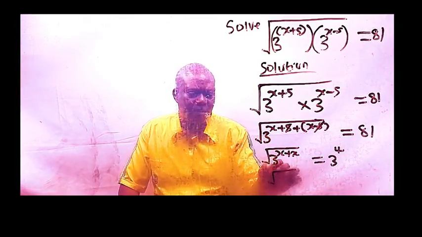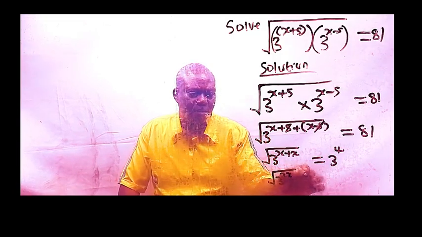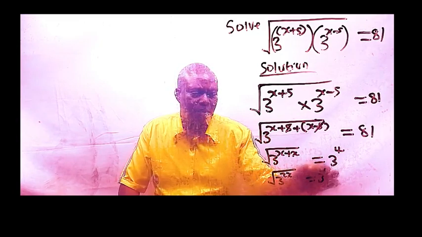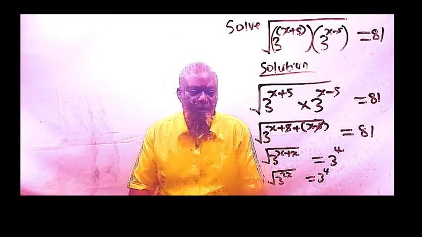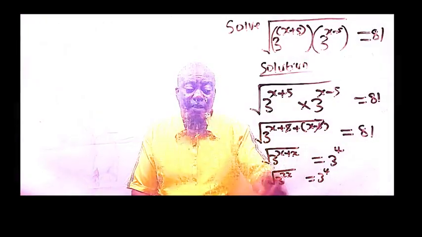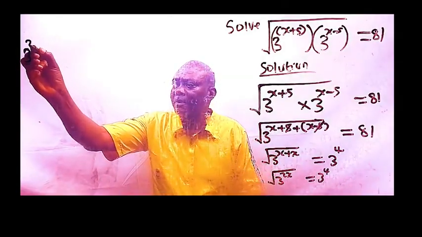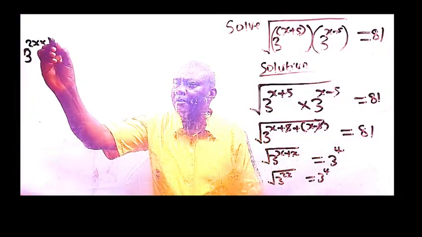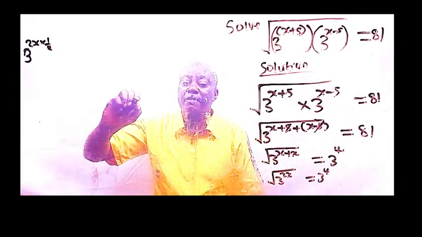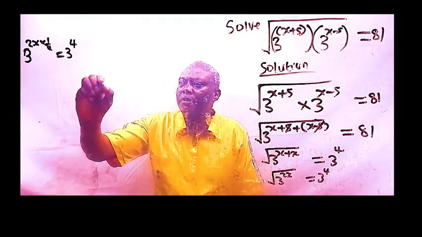So what you have here will be 3 raised to power 2x equals 3 raised to power 4. Then, because of this radical, this one can be written as 3 raised to power 2x times half, which should equal 3 to the power 4.